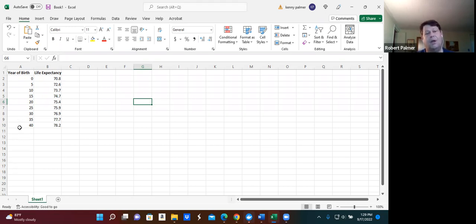Now, the way to create a best fit model in Excel: click on your first data point, and then while holding that button down, drag down over all your data.